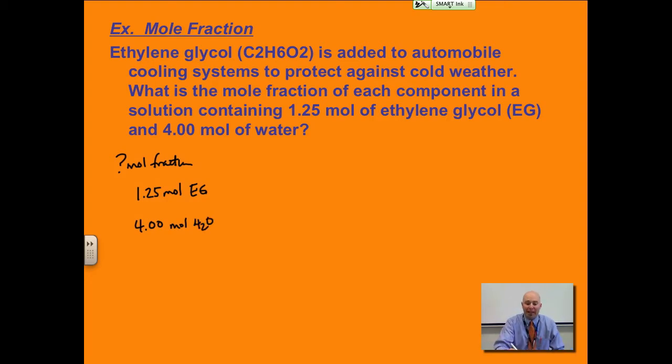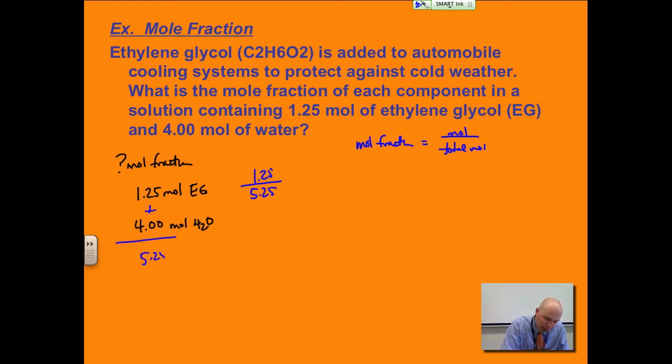The mole fraction is basically, I'll write it down, the moles over the total moles. Or in other words, 1.25 over 5.25, because when you add these two up, you get 5.25. And 4.00 over 5.25. All right? So 1.25 divided by 5.25 is 0.24. And there are no units, it's just 0.24, the mole fraction for ethylene glycol.